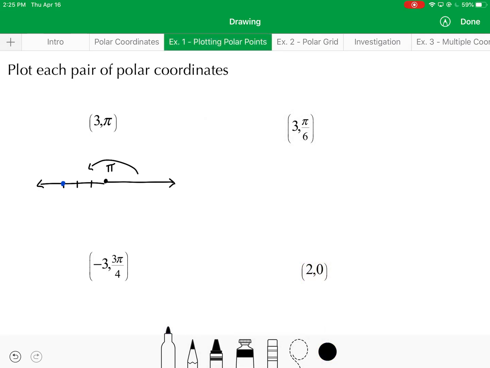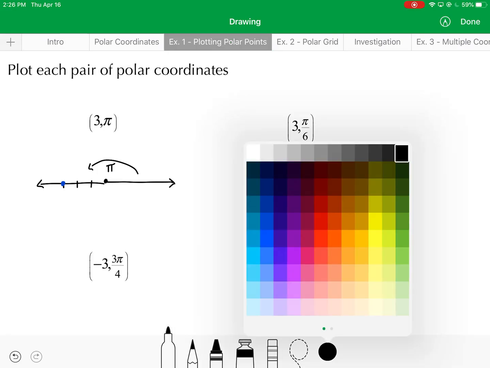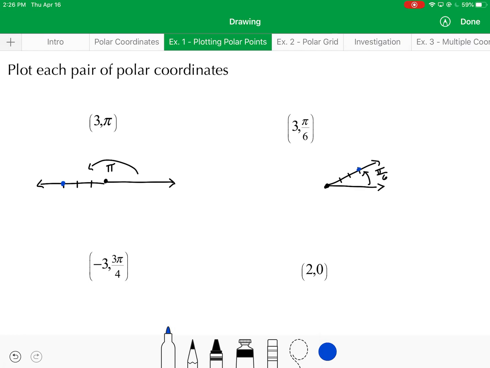Okay. Next one, we have (3, pi over 6). So again, draw a pole, polar axis, sweep out your pi over 6, which is 30 degrees. So let's just estimate that here. And off that terminal side, 1, 2, 3 units. Place your point here.